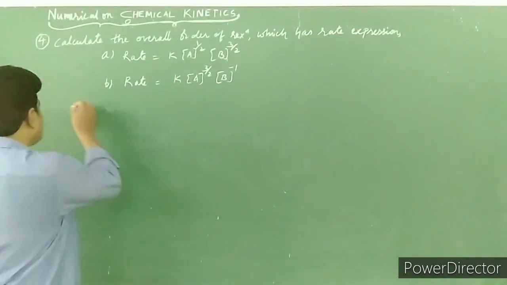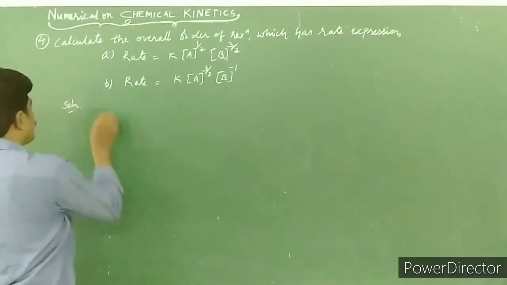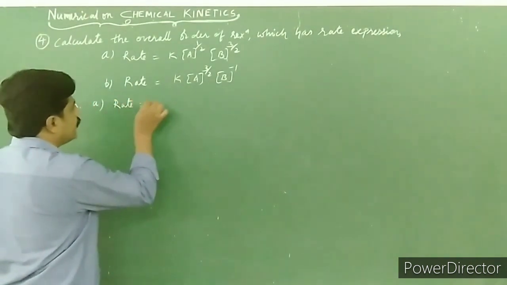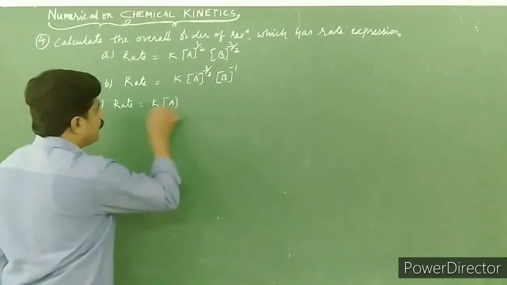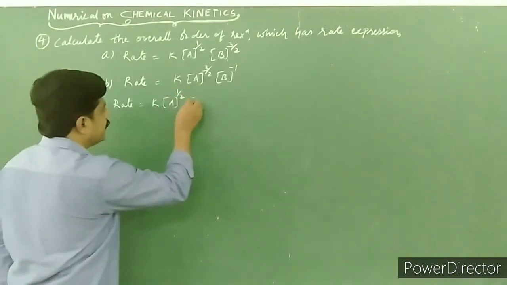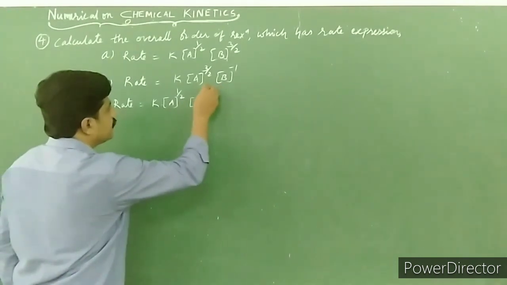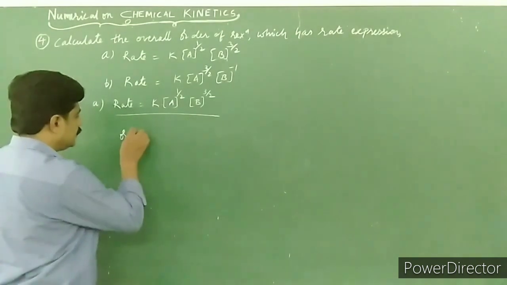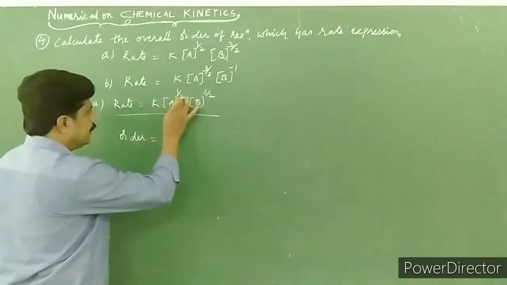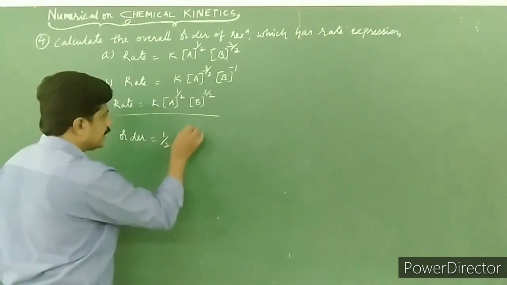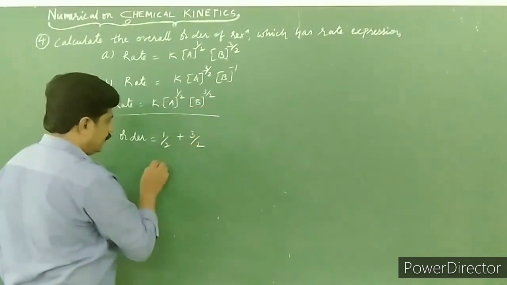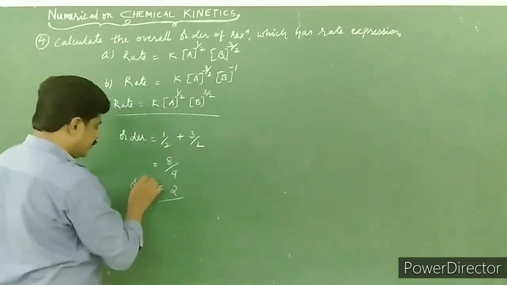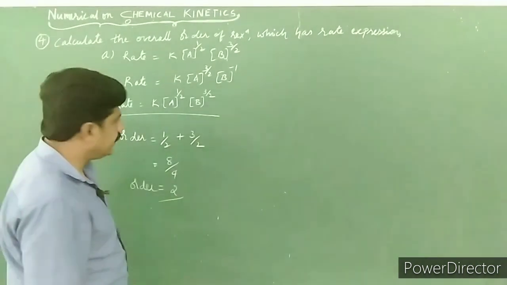Let me solve. Solution. A, rate is equal to K into molar concentration of A raised to 1 by 2 into molar concentration of B raised to 3 by 2. Now, order. Children, look at here. 1 by 2 plus 3 by 2. Now that is equal to, if you simplify, 4 by 2, that is equal to 2. So order is equal to 2. So second order reaction.